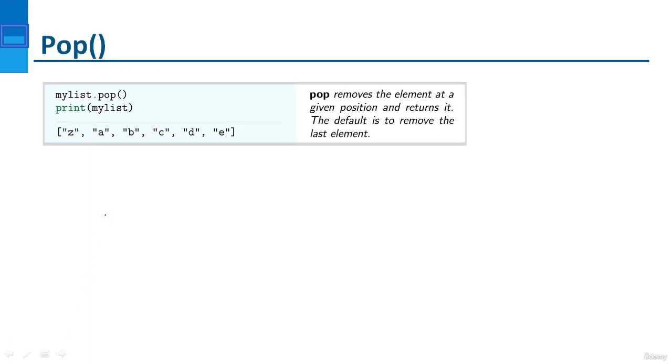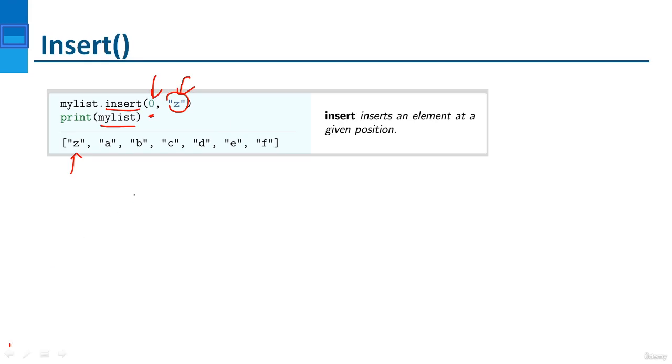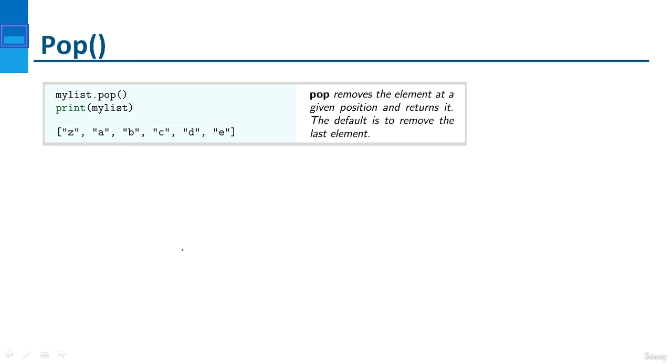Next one is the pop operation. So we are considering this newly obtained my list as input, and performing the pop operation will remove the last element from the list by default. And you can also specify the index. If you specify the index, then the element at that index will be removed from the list.